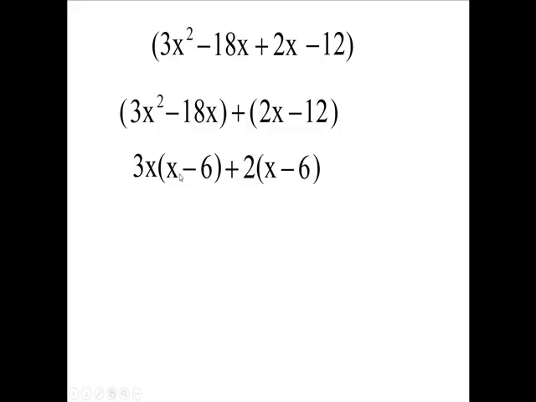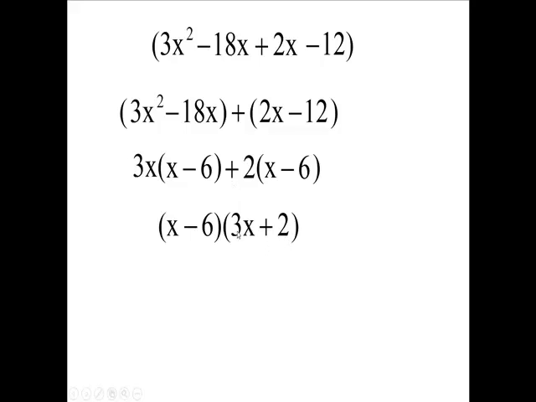Now, what do these have in common? They both have x minus 6. You see an x minus 6 here, and you see an x minus 6 here. So you're going to factor out the x minus 6. If you take this x minus 6 out, you have 3x. If you factor this out, you do x minus 6 times 3x. Copy this 3x over here. And the x minus 6 times the 2.